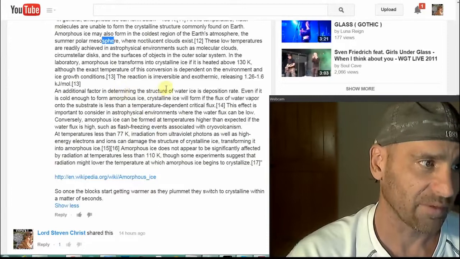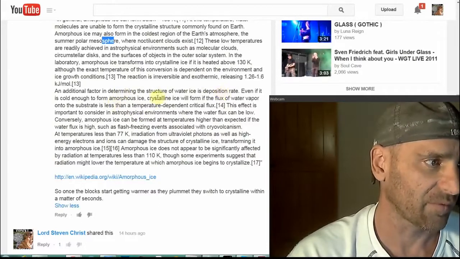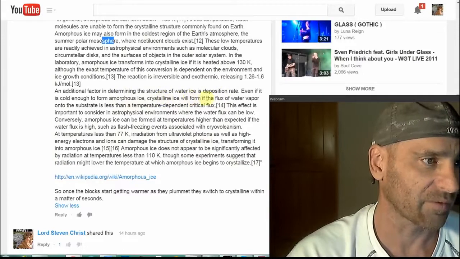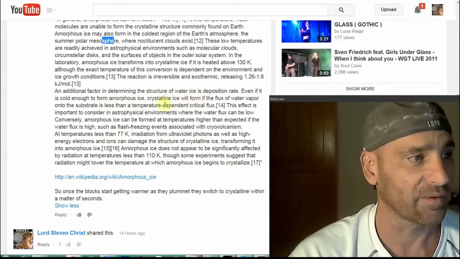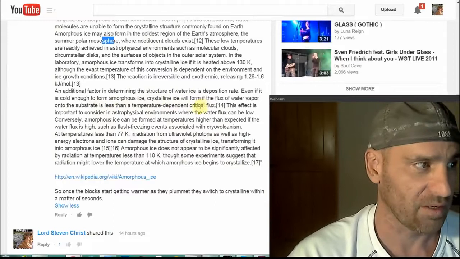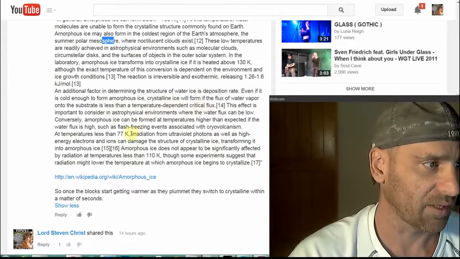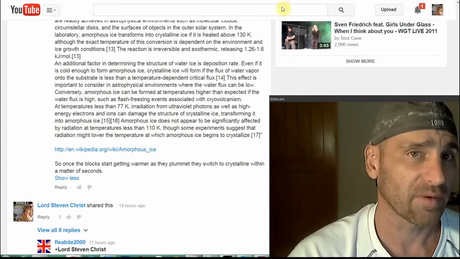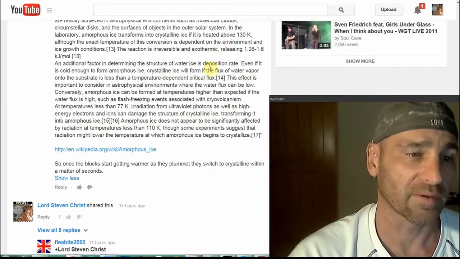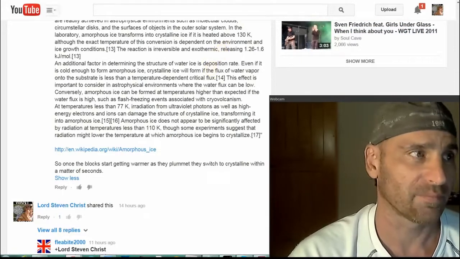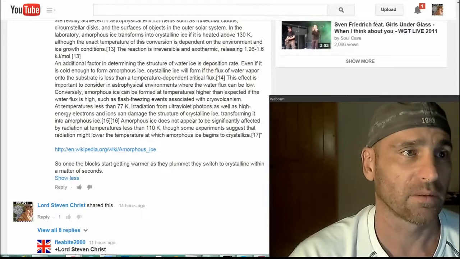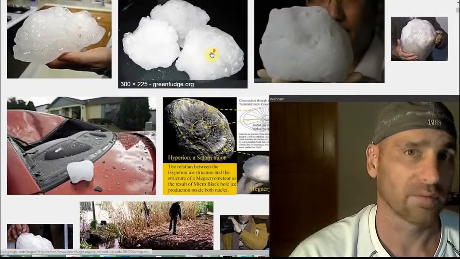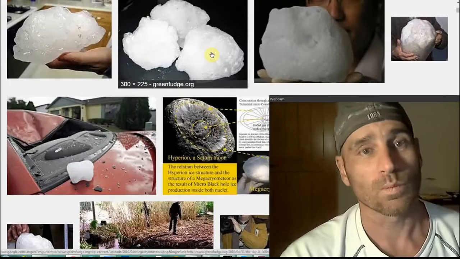An additional factor in determining the structure of water ice is deposition rate. Even if it's cold enough to form amorphous ice, crystalline ice will form if the flux of water vapor onto the substrate is less than a temperature-dependent critical flux. This factor is important. At temperatures less than 77 K, irradiation. Okay, so at that level, the temperatures are cold enough to stay clear. The ice stays clear. But once it starts getting warmer, that ice gets opaque. So that's why.